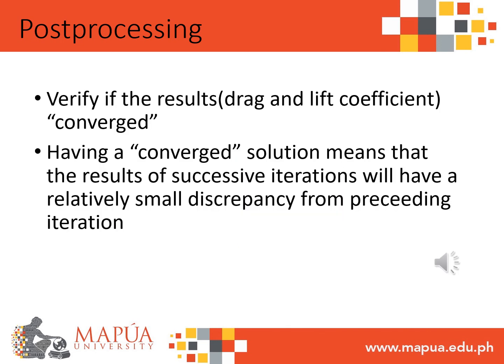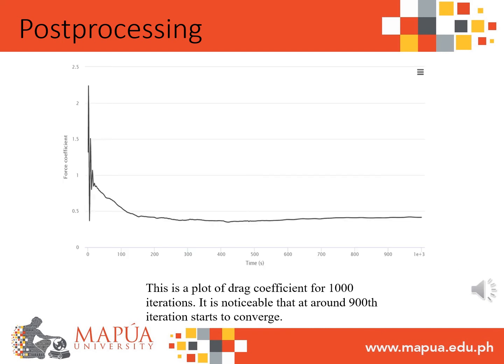Aside from visualizing and getting the results of the simulation, we can also verify our results in post-processing. We can verify if the solution of our simulation will converge. Having a converged solution means that the results of successive iterations will have a relatively small discrepancy from the preceding iteration. One way to check for convergence is to look at the graph of the results.